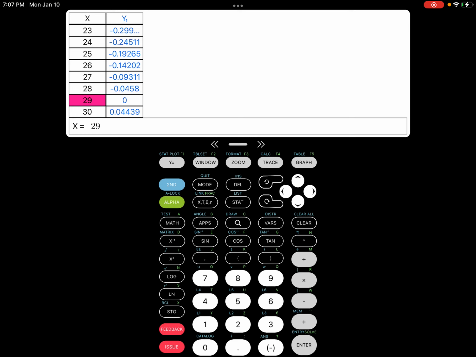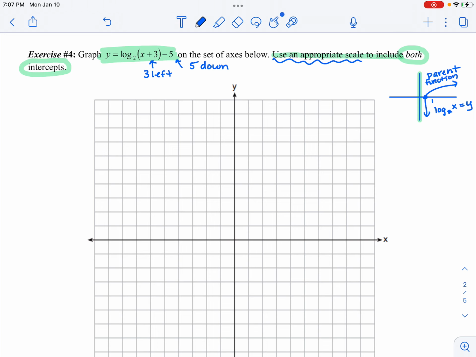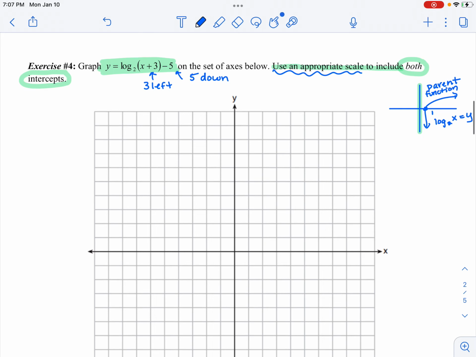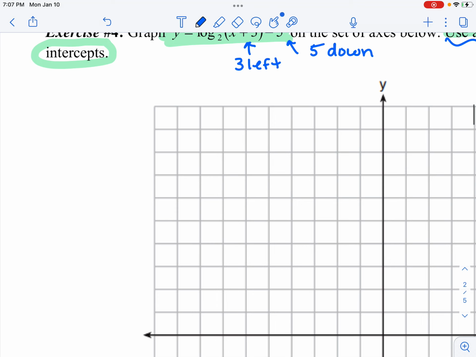So I'm clearly not going to be able to count over on my x-axis by 1, unless, of course, I have 30 boxes, which I'm pretty sure we do not. Let's see. So we have 1, 2, 3, 4, 5, 6, 7, 8, 9, 10 boxes. So if I need to count at least to an x-intercept of 29, I need to at least go over by 3s, because then I could fit up to 30, right? So first, let's make our table. I'm just going to write out the points here.